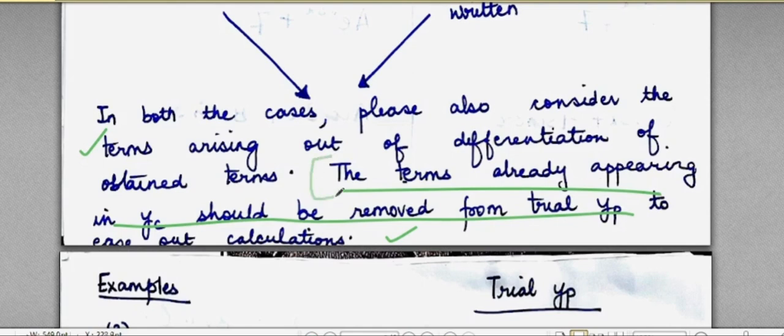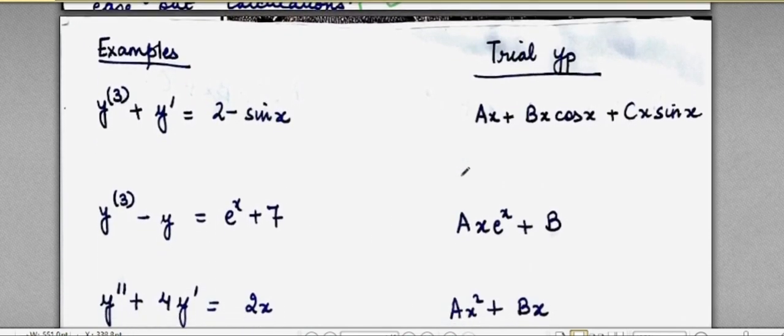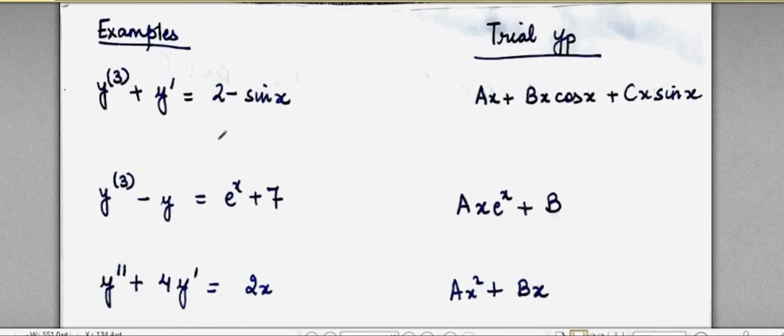Now also keep in mind that the redundant terms, the terms which are already there in yc, they are already appearing in yc, they can be ignored in yp so that you have easier calculation. So we have listed a lot of problems here for you to understand the non-normal or the special situations better. So I'll take them up one by one.